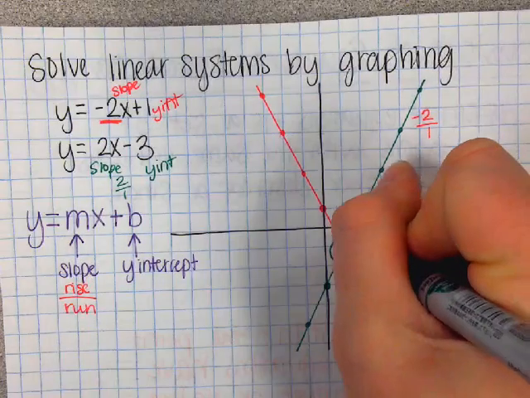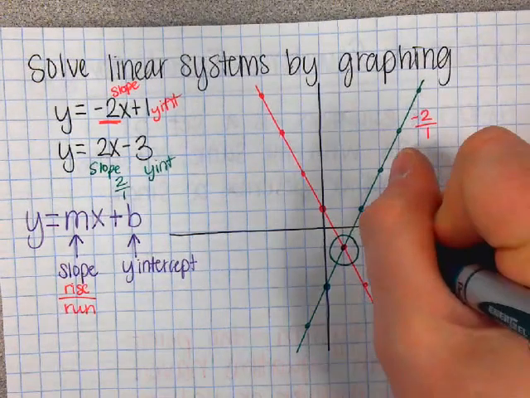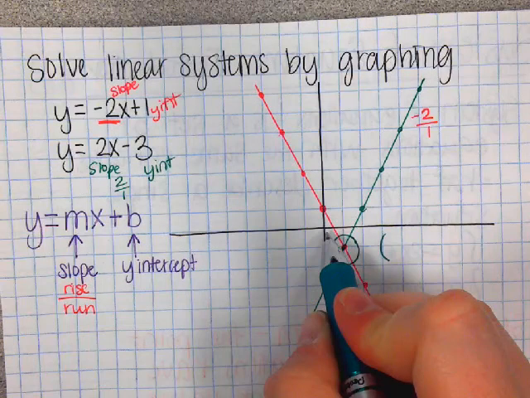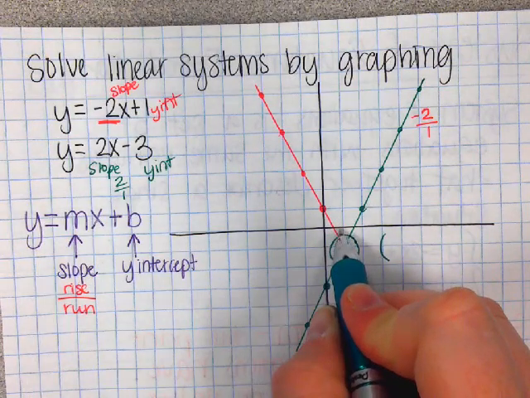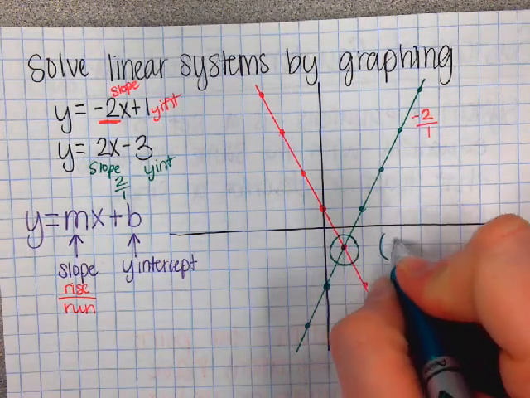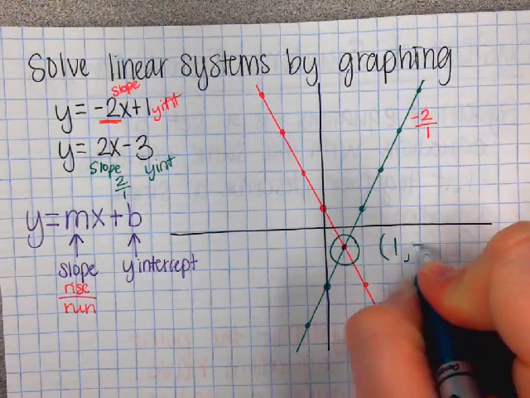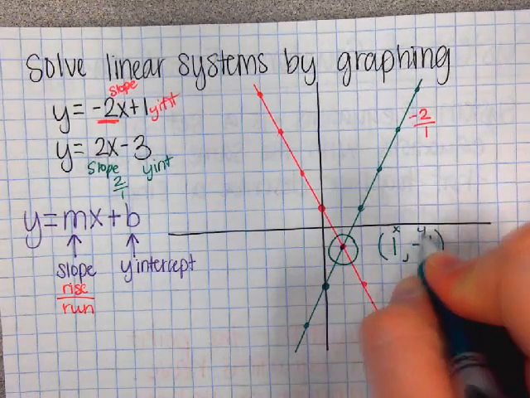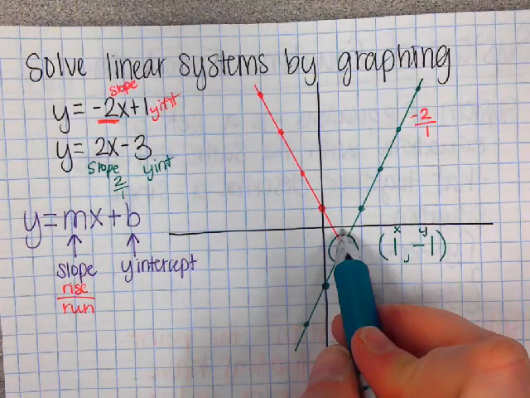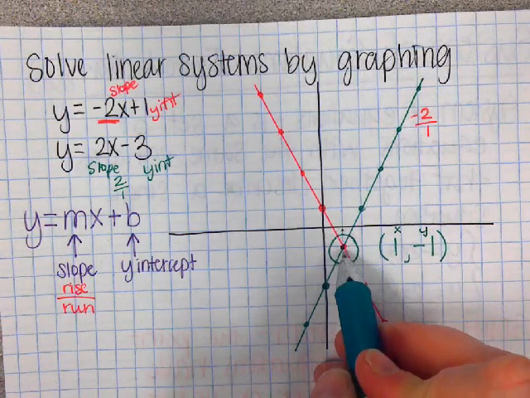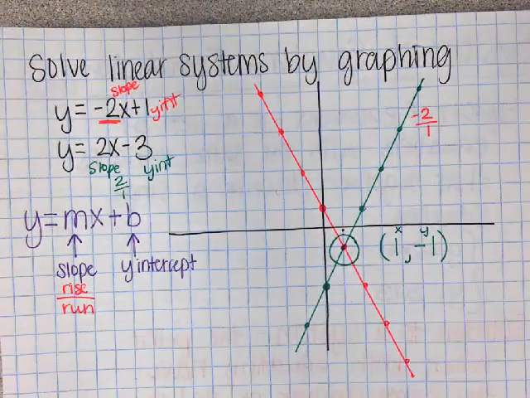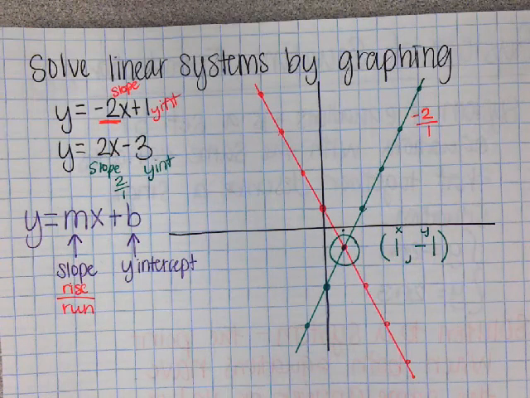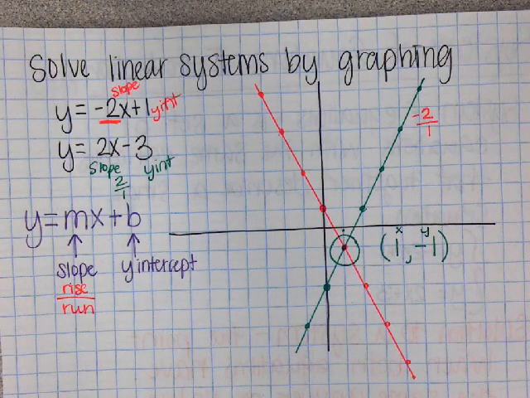Notice there is one solution here, and I need to give the coordinates. For the solution, I need to move right 1 and down 1. So it would be 1, comma, -1 for my x, comma, y. I moved along the x-axis right 1, or +1, and I moved down 1. Okay, so that is a system.